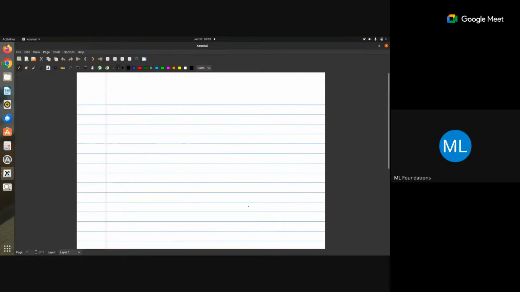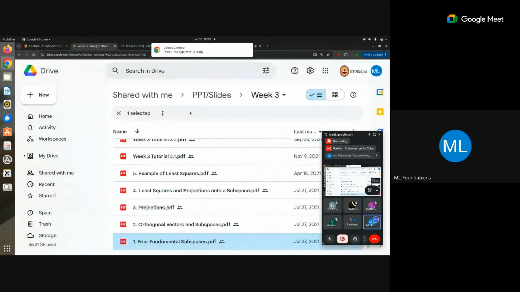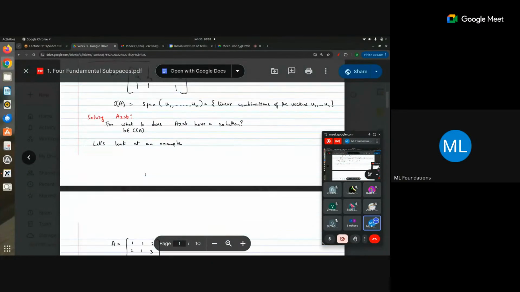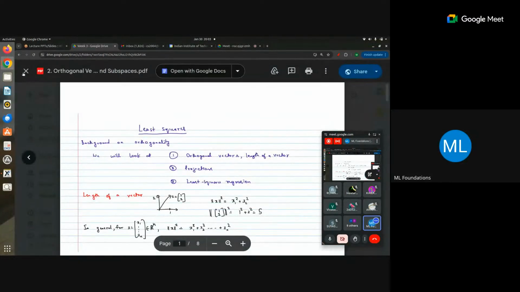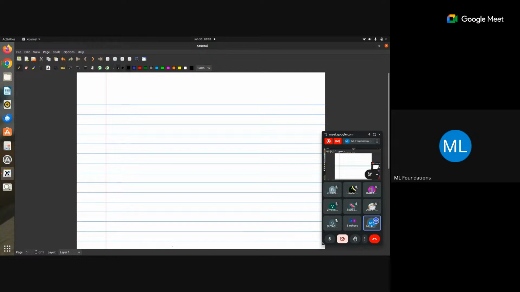Okay, nice. So maybe I'll just show you your first lecture PPTs, right? This is the four fundamental spaces, and how to solve all of this. Then we have orthogonal vectors and subspaces, and projections and the least squares, right? I'll go through this one by one, but we'll try to visualize all of these things. That is more important to understand it better. Most of the things I think you have learned in maths too, but let us start.